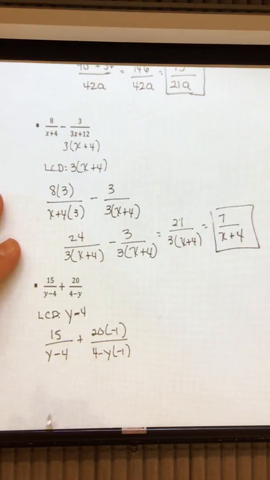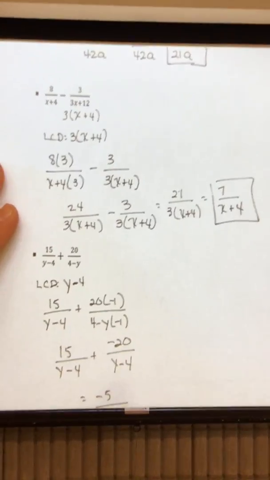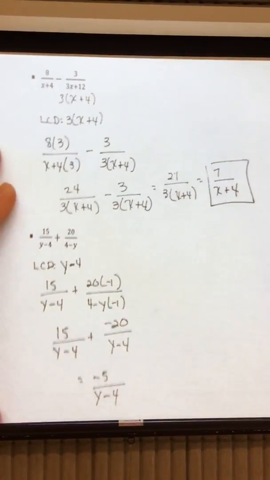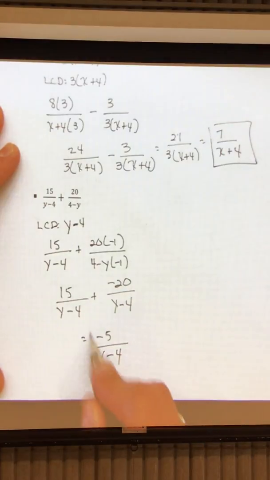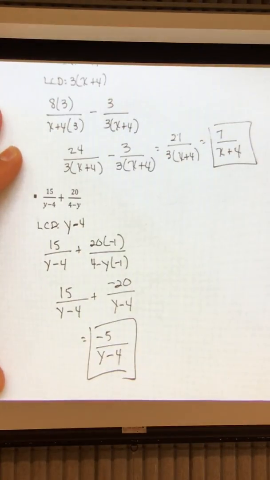Now we can combine our numerators. 15 over y minus 4 plus negative 20 over y minus 4. 15 minus 20 is negative 5 over y minus 4. And that is our final answer for number 4.